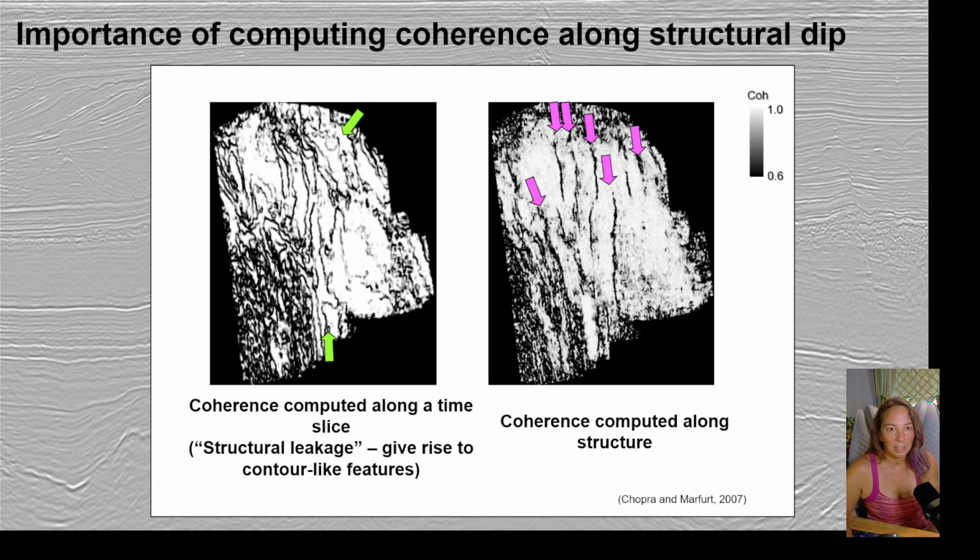So if we look at this example from Chopra and Marfurt's textbook, on the left-hand side, we have coherence computed along a time slice, and so you're getting some of that structural leakage coming through. But if you calculate coherence along structure, like we're seeing on the right-hand side with the pink arrows, you can see those faults are much easier and more confident for you as an interpreter to interpret.